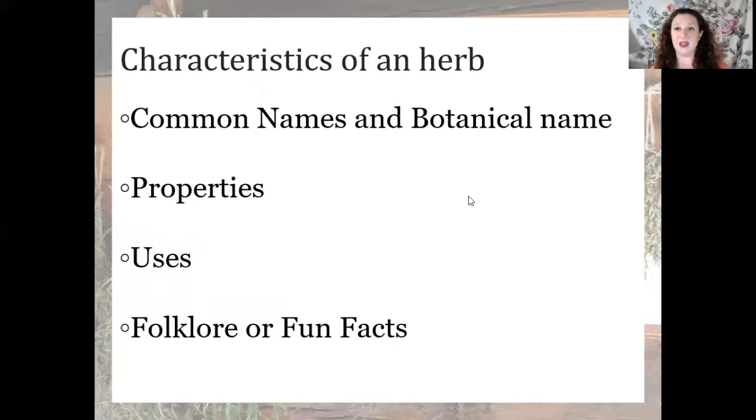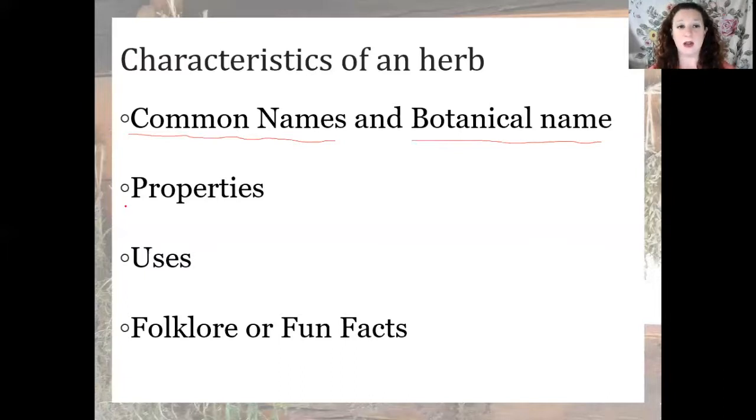So another thing that I want to discuss with you is what we're going to be talking about in class. We're going to be talking about primarily what the characteristics of the herbs are. This includes common names. Herbs usually sometimes have several common names, and their common names might be the same as other herbs, but they're only going to have one botanical name. So that's why we talk about both the common names and the botanical names.